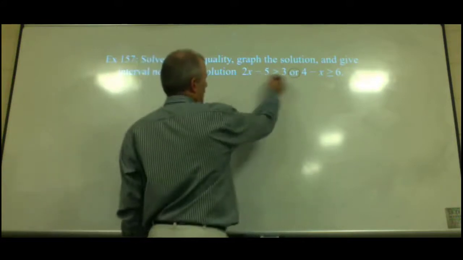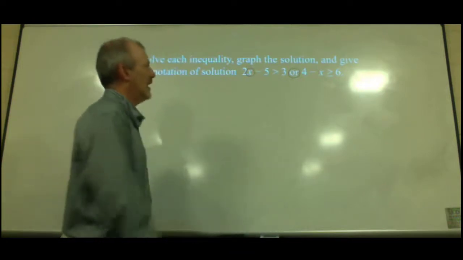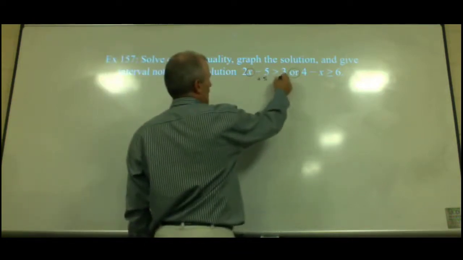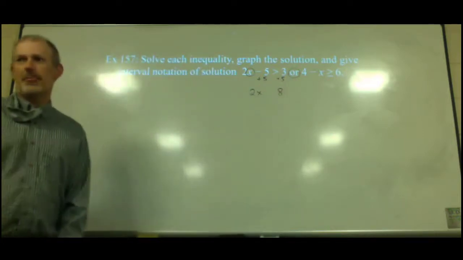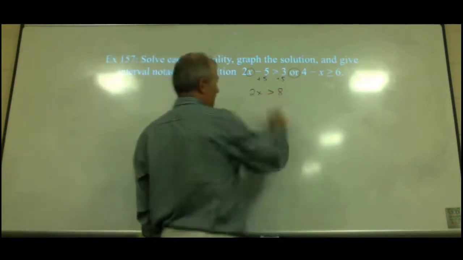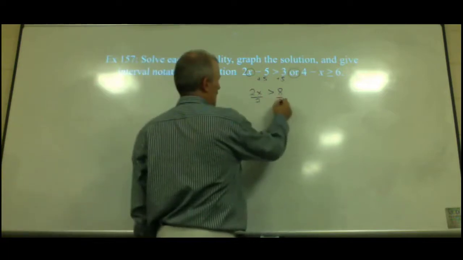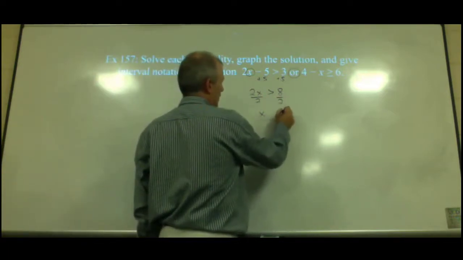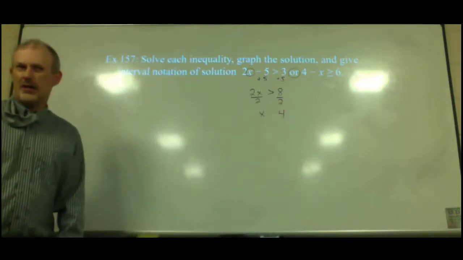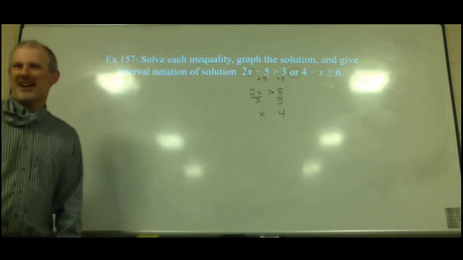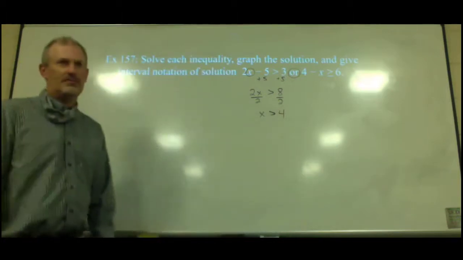So what do we have to do first? Because again, we're trying to get this x by itself. Add 5. 3 plus 5 is 8, and the 2x doesn't change. Do we have to change the inequality sign? No, because we're adding. So it stays greater than. Then what else do we need to do? Divide by 2. So x and 4. Do we have to change the inequality sign? No, because there's not a negative. We're dividing by a positive, not a negative. So we're okay there. So x is greater than 4.